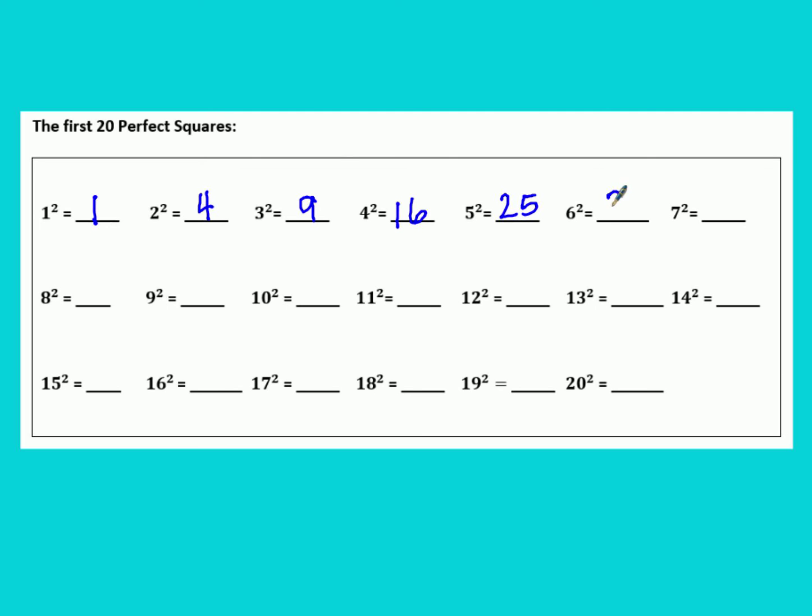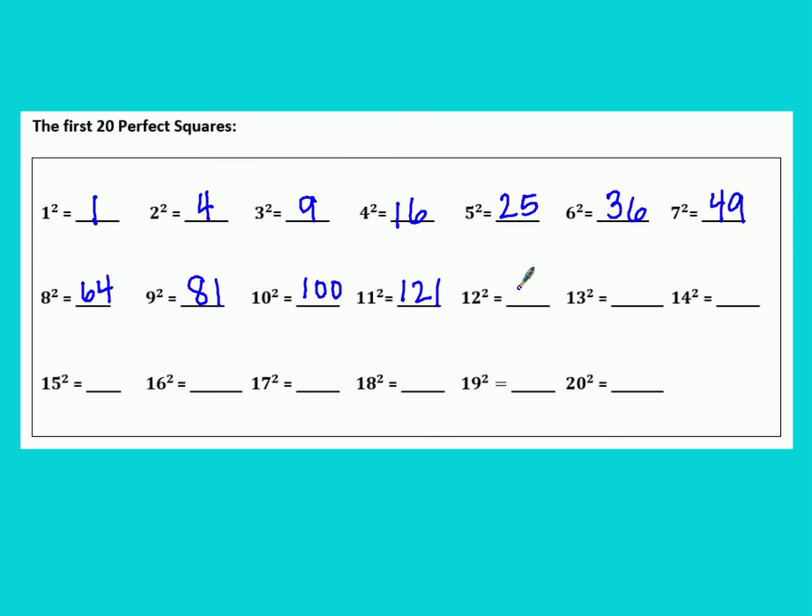6 squared, 6 times 6 is 36. 7 squared, 7 times 7 is 49. 8 squared, 8 times 8 is 64. 9 squared, 9 times 9 is 81. 10 squared, 10 times 10 is 100. 11 squared is 11 times 11, which is 121.